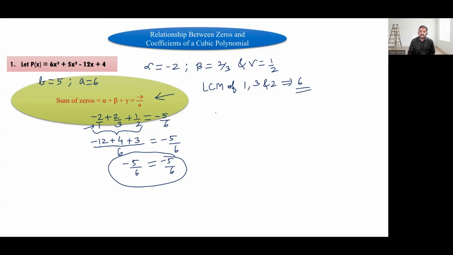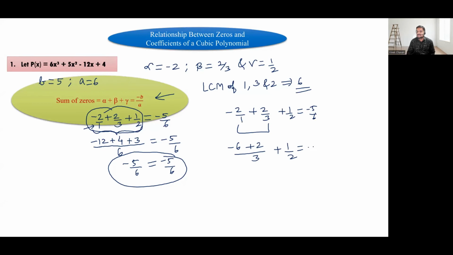Okay, now some people may not find this part easy to solve, so what can they do? They can do cross multiplication. -2 by 1 plus 2 by 3 plus 1 by 2 will be equal to -5 by 6. Pay attention. I will take two rational numbers together, so after cross multiplying this will become -6 plus 2 upon 3. This plus 1 by 2 will be as it is, and this -5 by 6 will be as it is.